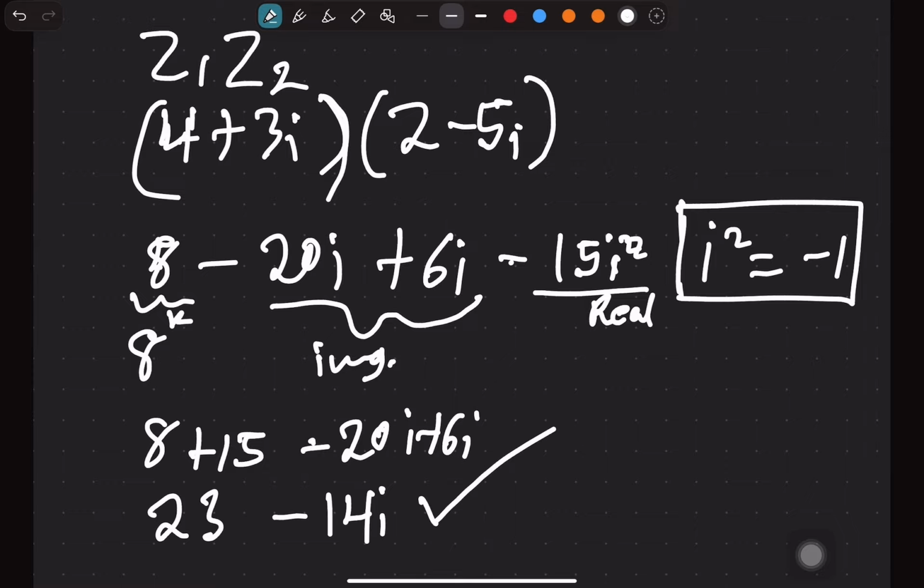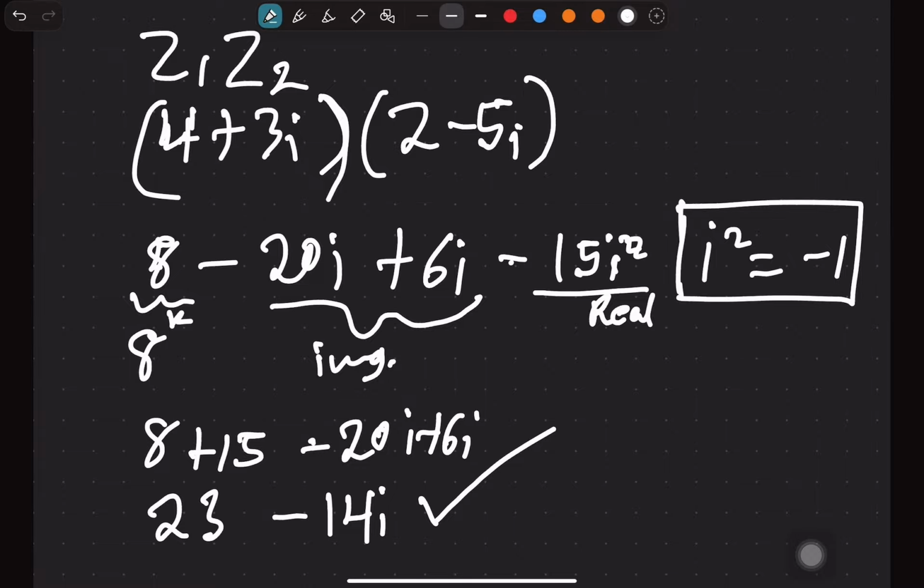Now let's move on. There are other examples on algebra of complex numbers. You can try adding them and subtracting them, and play around with it. Okay, now let's look at some laws in complex numbers.